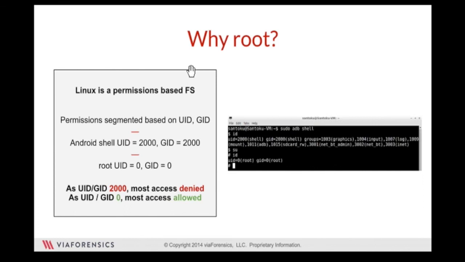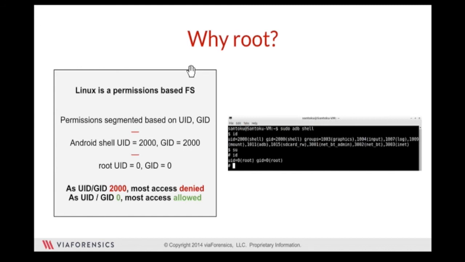So I mentioned permissions. Linux is a permissions-based file system. What that means is everything's separated and permissions are granted based on a user ID and a group ID. The default Android shell user ID is 2000, and the group ID is 2000 as well. The root user ID and group ID is 0. In Linux, traditionally, the lower your user ID and group ID number, the more access you have. So for example, if I'm the Android shell, user ID and group ID of 2000, and I'm trying to get to something that has a user ID and a group ID of, say, 1400, more than likely I'm not going to be able to access that information.